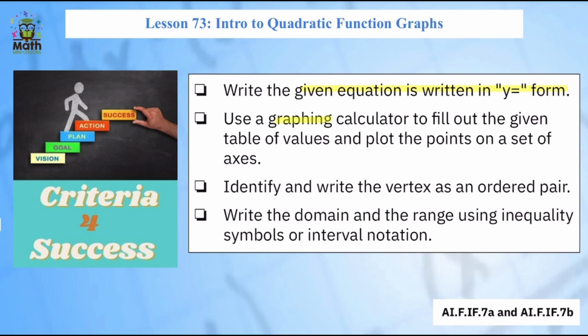We're going to use our graphing calculator to fill out the given table of values, then we're going to plot those points. So you're going to watch how I do that using Desmos. And then identify and write the vertex as an ordered pair. And finally, write the domain and range using inequality symbols.